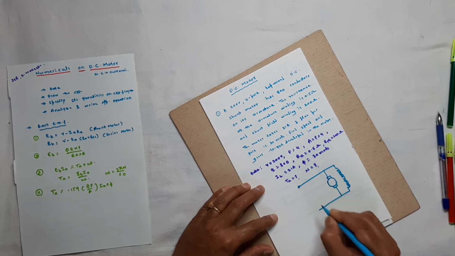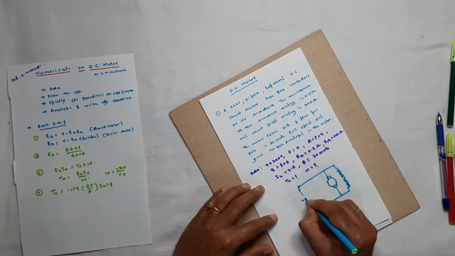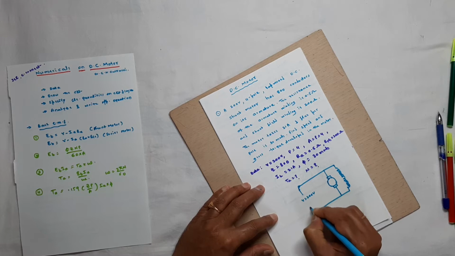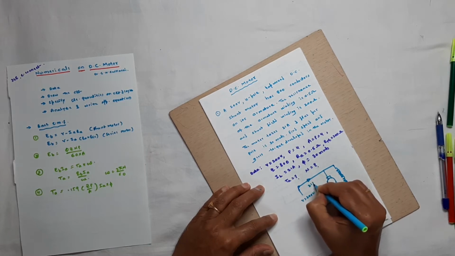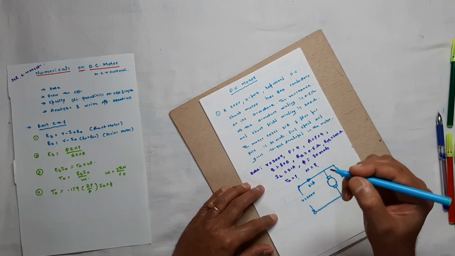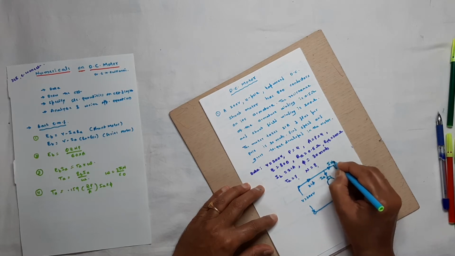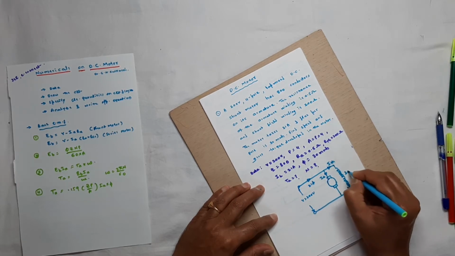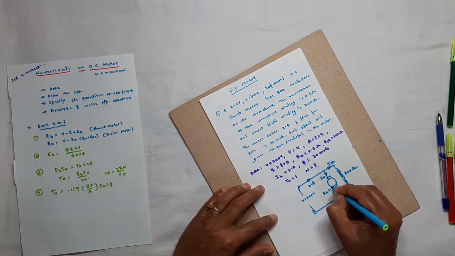Then the supply voltage. You can mark all the given quantities. This voltage is 200 volts here. The line current is 21 amperes here. Then here it is armature current IA. This is your ISH. And RSH is given as 200 ohm and RA is given as 0.5 ohm.